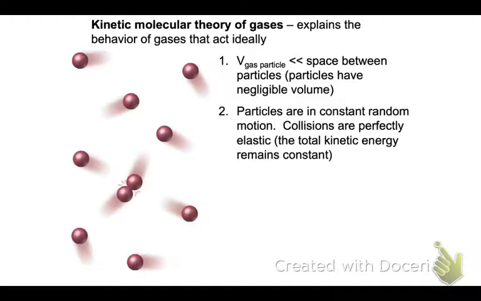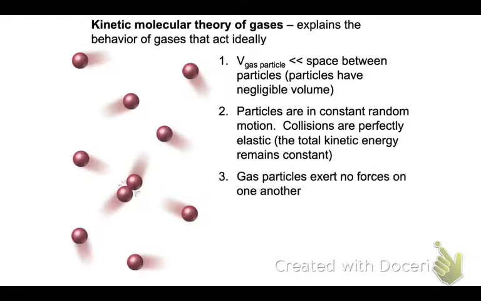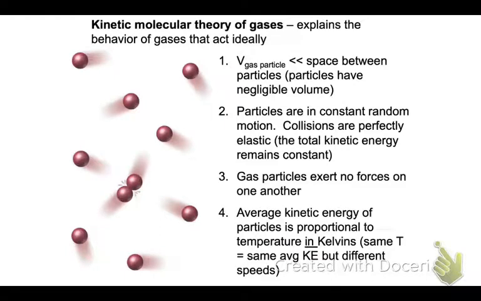The particles are in constant random motion, and the collisions are perfectly elastic, which keeps the total kinetic energy constant. So when a particle hits a surface, it bounces back and keeps the same kinetic energy. Gas particles exert no forces on one another. They don't attract nor repel each other. That's ideal gas behavior. The average kinetic energy of the particles is proportional to temperature in Kelvin.